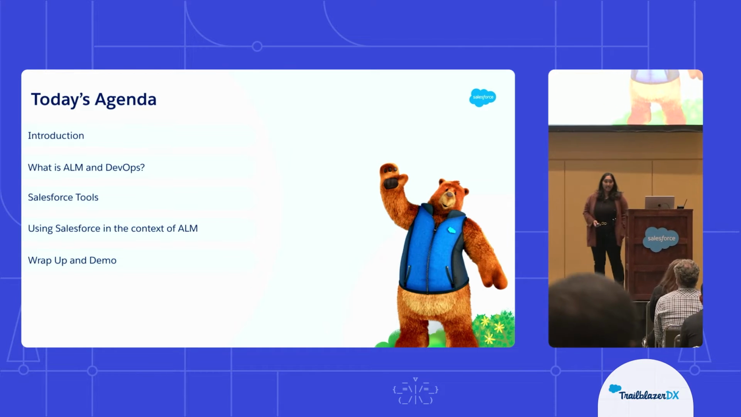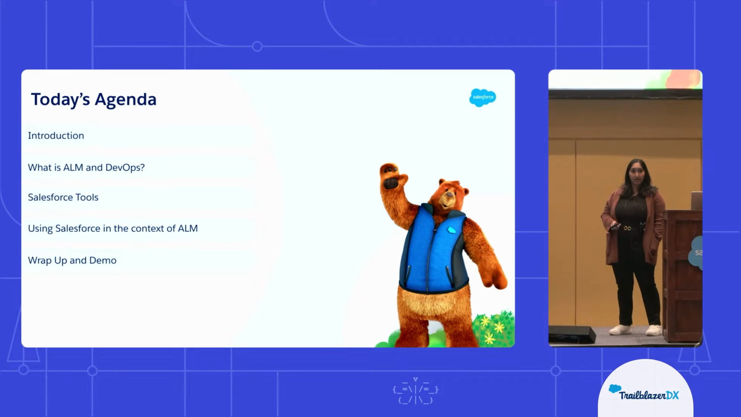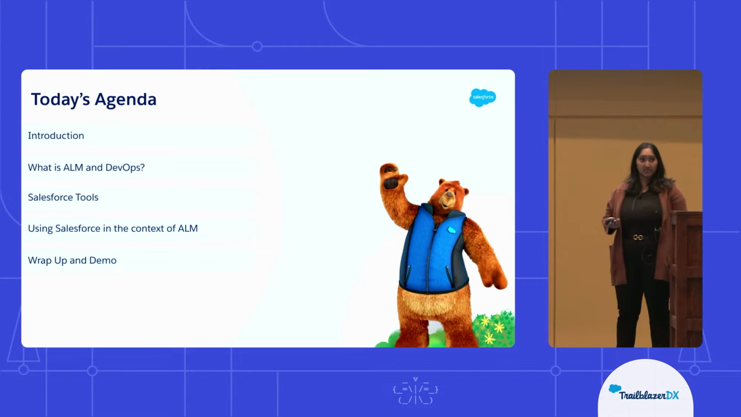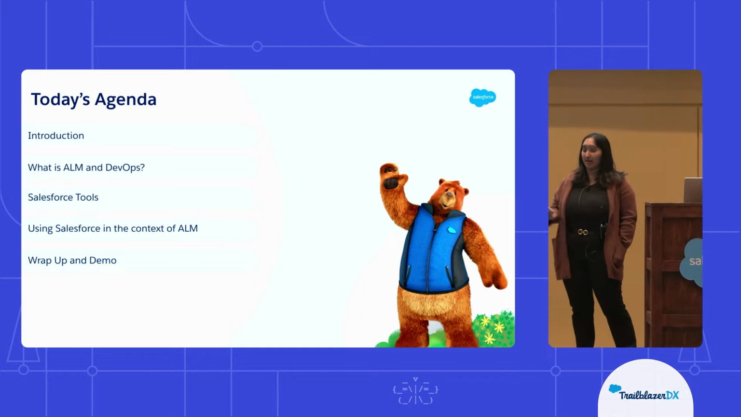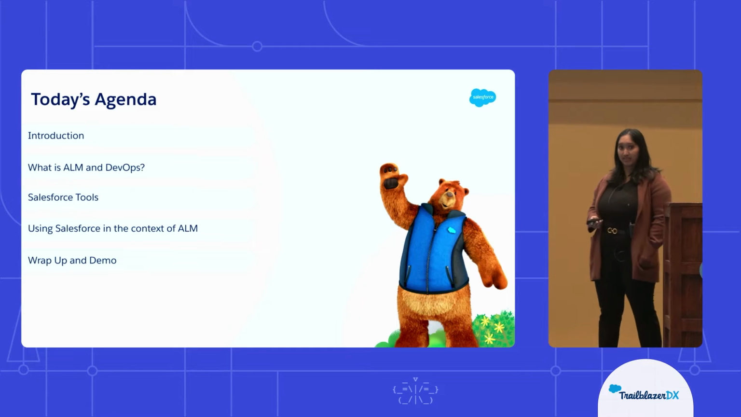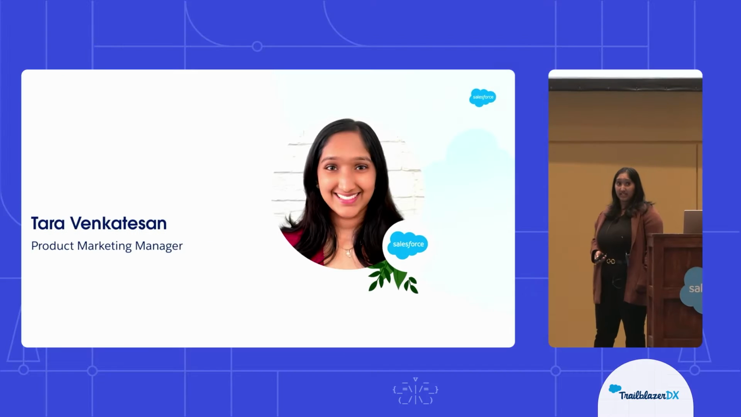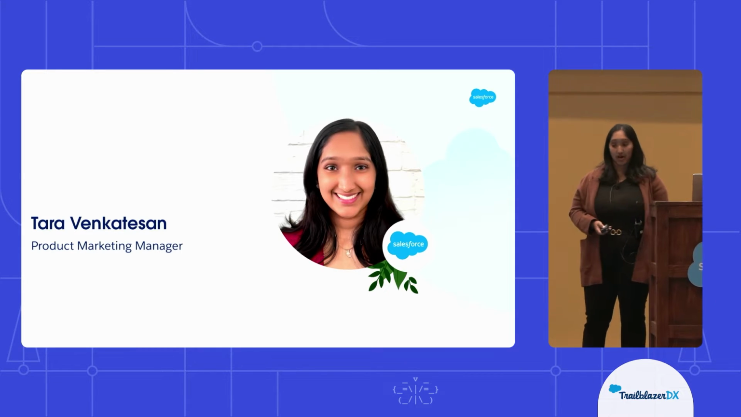We'll be breaking the session down into three main topics. We'll start off with what is Application Lifecycle Management, or ALM, followed by some of our Salesforce tools, and using Salesforce in the context of ALM. And as a sneak peek, we'll have a little demo that Brendan will be leading us through on getting started with DevOps Center. So again, my name is Tara Venkatesan, and I'm a product marketing manager here at Salesforce on the Einstein 1 App Dev and Trusted Services team. For the last 3 years, I've been supporting our developer experience portfolio, and I'm based out of Austin, Texas.